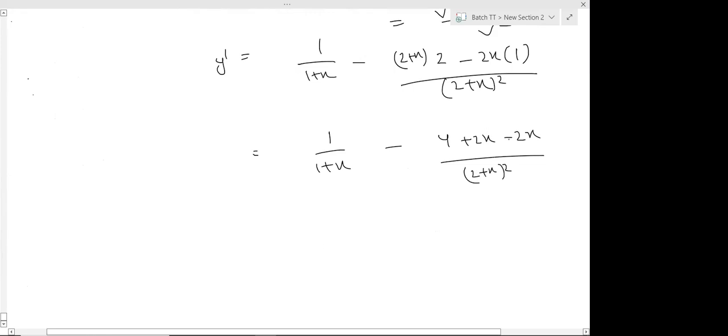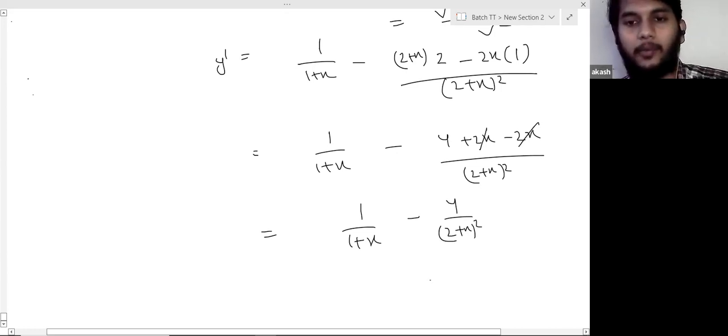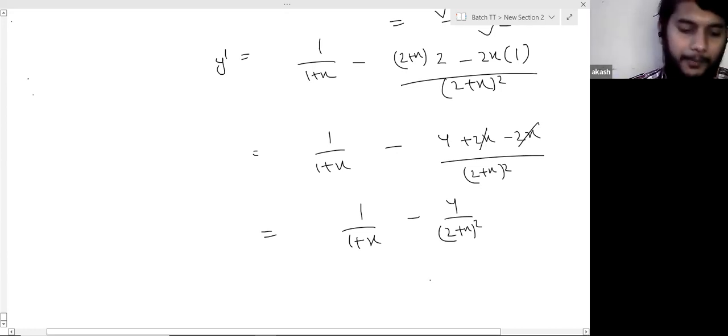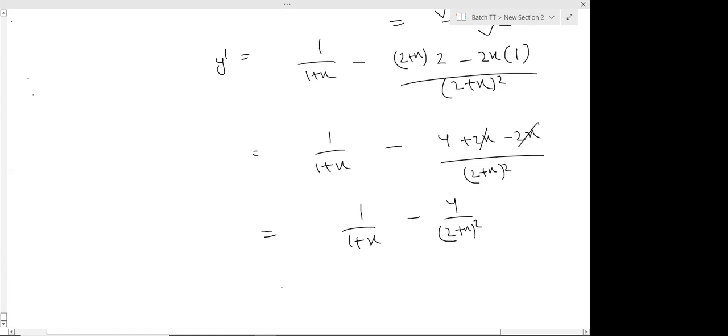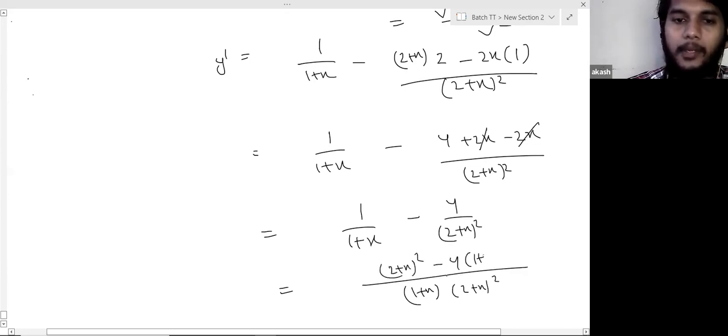Yeah, till there it's clear. Then both of them are cancelled. Now this is 1 upon 1 plus x minus 4 upon 2 plus x whole square. Now what you can do, you can take LCM. Please take LCM and simplify, see what happens. All right, that's what I did. So what you get is 1 plus x, 2 plus x whole square in the denominator, and in the numerator 2 plus x whole square minus 4 into 1 plus x, right?